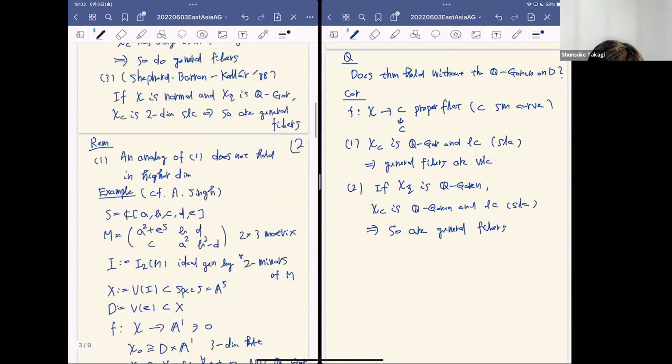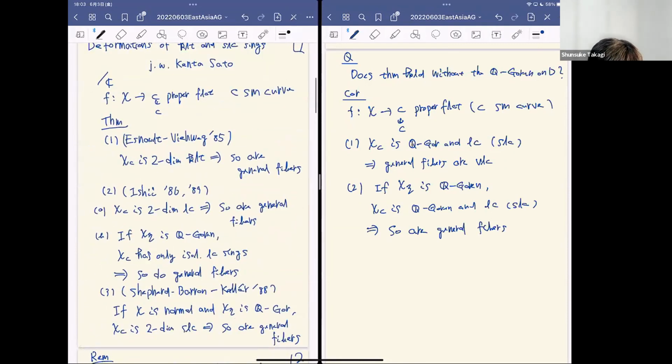Let me go back to the first page. In the introduction, I explained Ishii proved, under the assumption that the generic fiber is Q-Gorenstein, if the special fiber has only isolated log canonical singularity, then so do general fibers. Now we remove the condition that the singularity is isolated. So we exclude this condition.